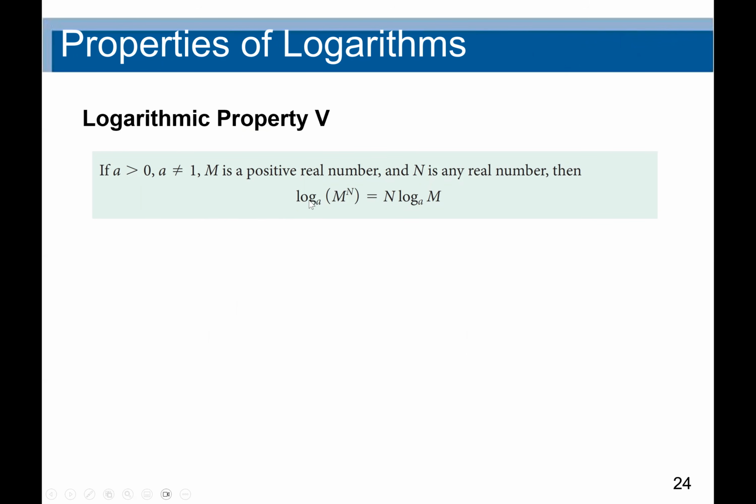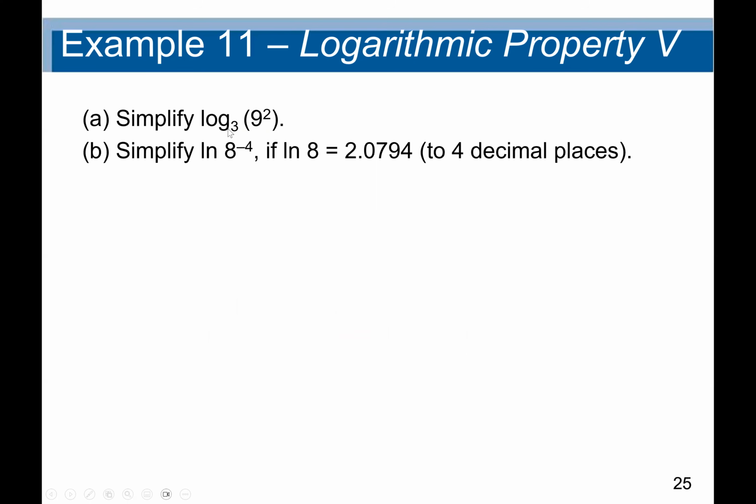So our next rule, we said log base a of m to the power n is the same as writing n times log base a of m. So an example here is if I have log base 3 of 9 squared, I can write this as 2 log base 3 of 9. And our answer will be 2 times log base 3 of 9, which is again 2. Why? Because 3 to the power 2 is 9.